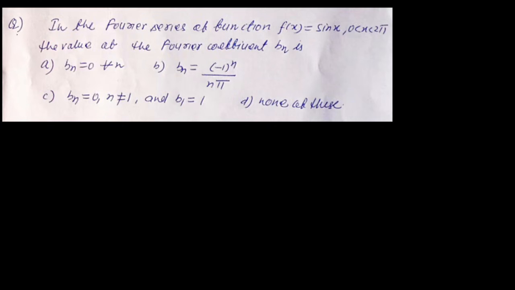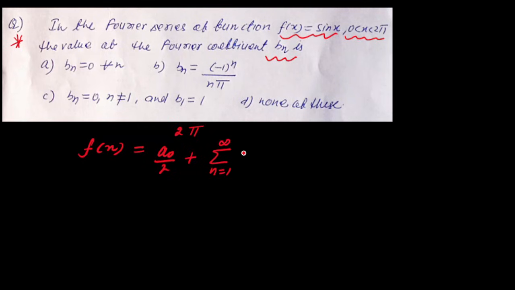Now this is also a very good question. In the Fourier series of a function f of x is equal to sin x in the interval 0 to 2 pi, the value of Fourier coefficient Bn is. Now you all know how you write the Fourier series expansion of a function f of x in an interval of length 2 pi. Here the interval is of length 2 pi, so it is written as a naught by 2 plus summation n varies from 1 to infinity an cos nx plus summation n varies from 1 to infinity bn sin nx.